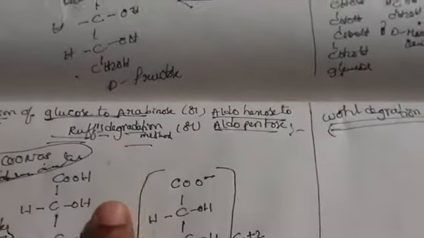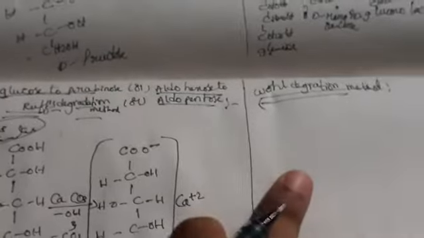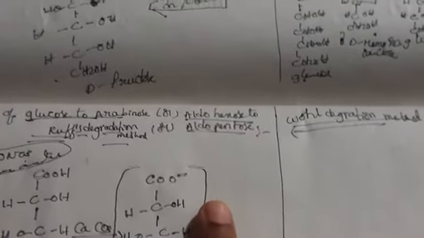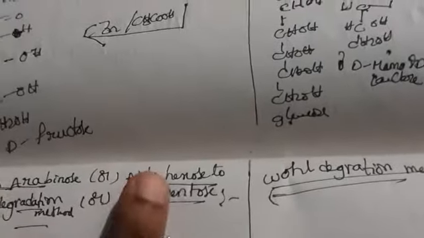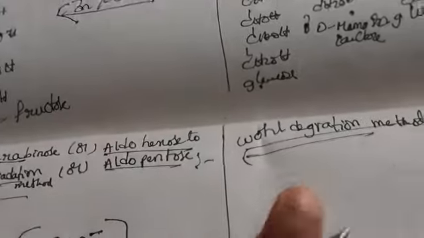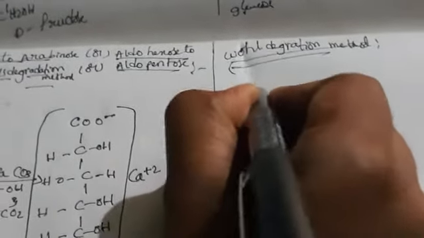See here, either you can do this one, or you can do this one. This is the Ruff degradation method, and this is the Wohl degradation method. Again, what we have to do is convert an aldohexose to an aldopentose, which means glucose is converted into the aldopentose arabinose.